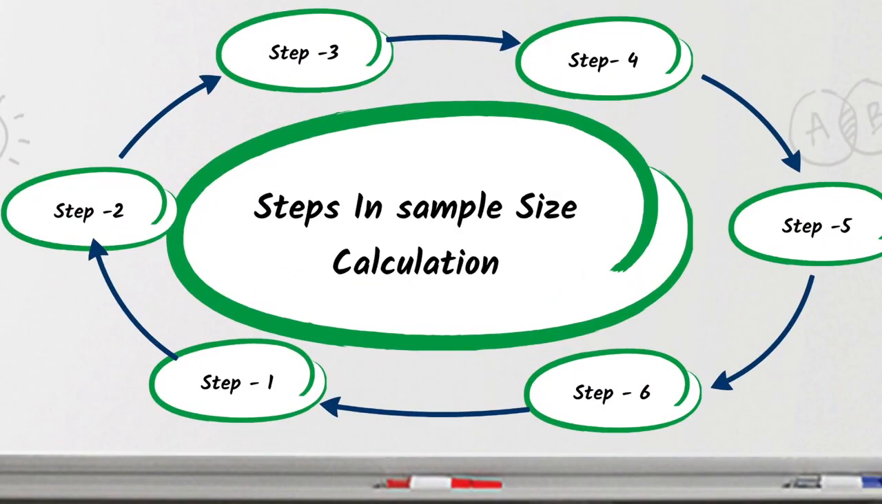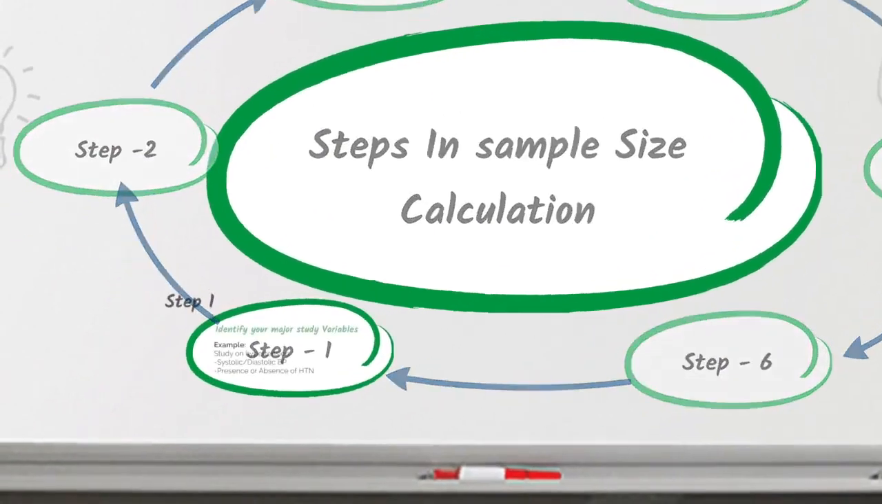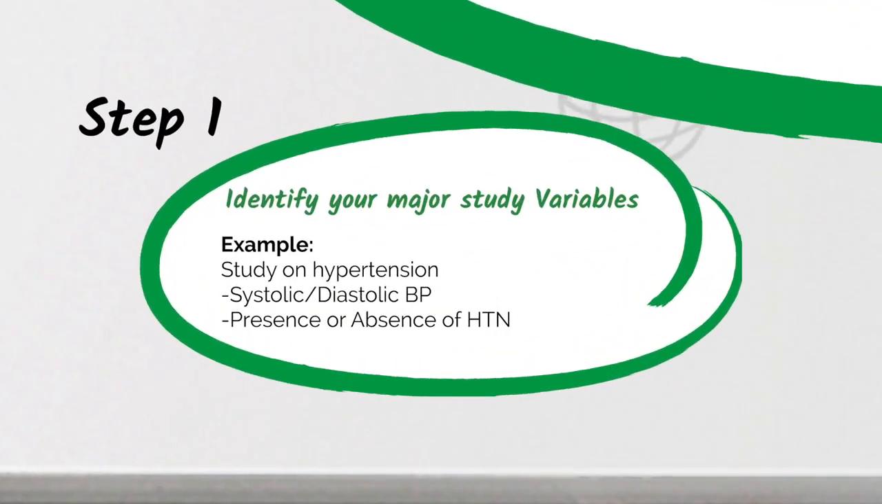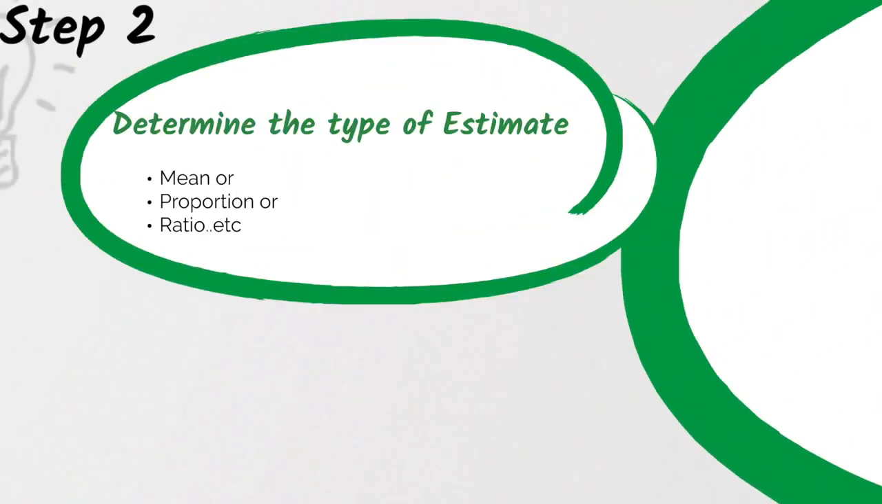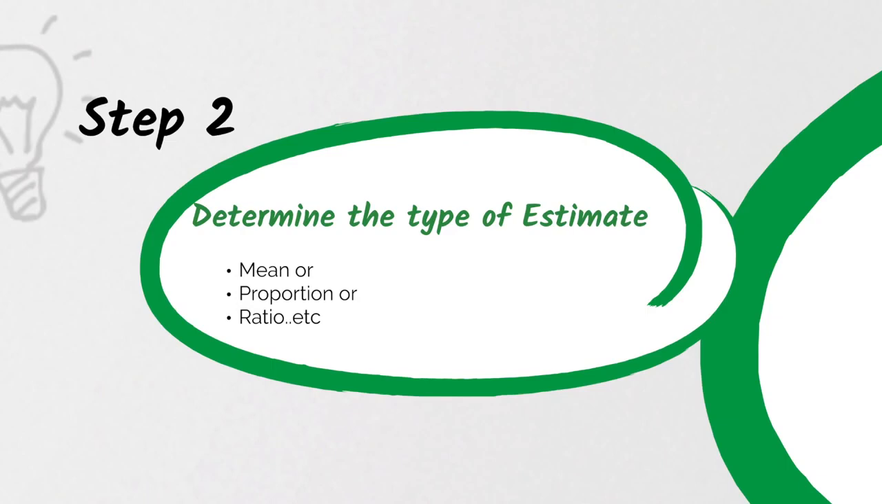Now it's time for discussion of steps in sample size calculation. There are 6 steps in sample size calculation. First step, identification of major study variables. Let us consider you are conducting a study on hypertension. At that time, systolic and diastolic blood pressure measured in mmHg may be your major study variables, or presence or absence of hypertension can be your major study variable. Step 2, determine the type of estimate. The type of estimate can be mean or mean difference or proportion or ratio.